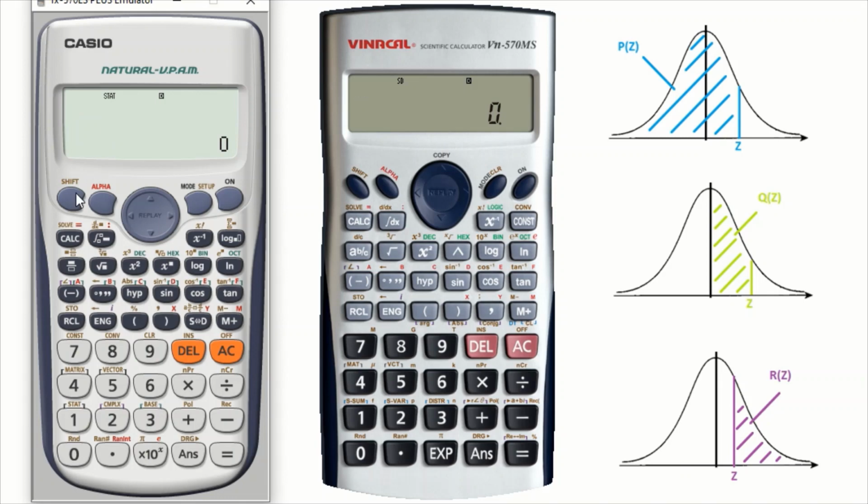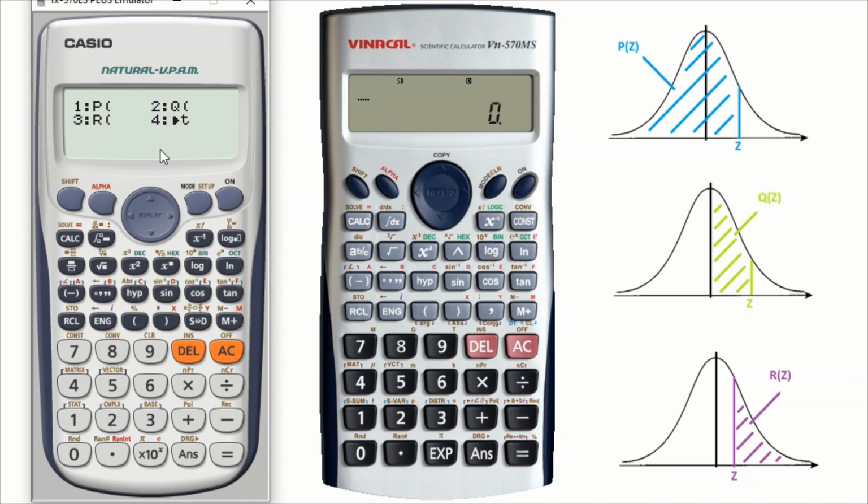Then after that, to go with normal distribution, you need to go to shift. Then you will realize something like writing stat here. For 1, you press 1. Then you will have something like this come out on your calculator screen. Press distribution, DISTR, so 5. You will get this page. Okay, so now you wait first.